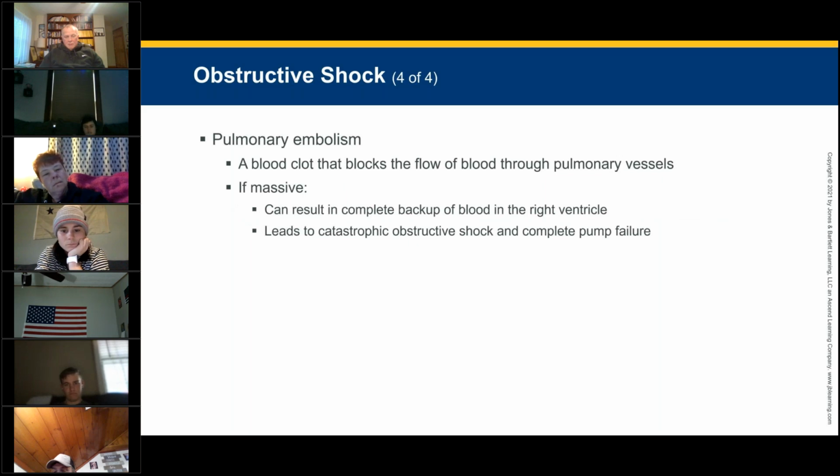A pulmonary embolism is a blood clot that occurs in the pulmonary circulation that blocks the flow of blood through the pulmonary vessels. When a massive pulmonary embolism occurs, it can prevent blood from being pumped from the right side of the heart to the left, resulting in a complete backup of blood in the right ventricle, which leads to catastrophic obstructive shock and complete pump failure.